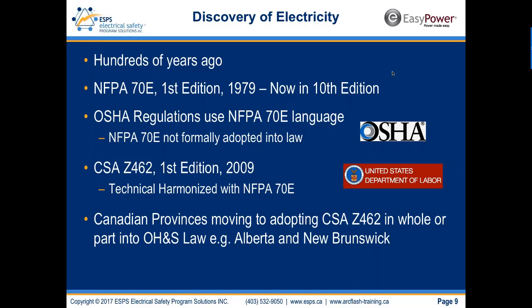So what happened is this evolution of 70E was occurring. We became aware of NFPA 70E in Canada. Specifically, I became aware of it in probably 2004 by attending an IEEE PCIC conference, I believe, is where I first heard of NFPA 70E. And what happened is CSA signed an MOU with NFPA, and they decided to harmonize NFPA 70E for Canada as the CSA Z462 Workplace Electrical Safety Standard.